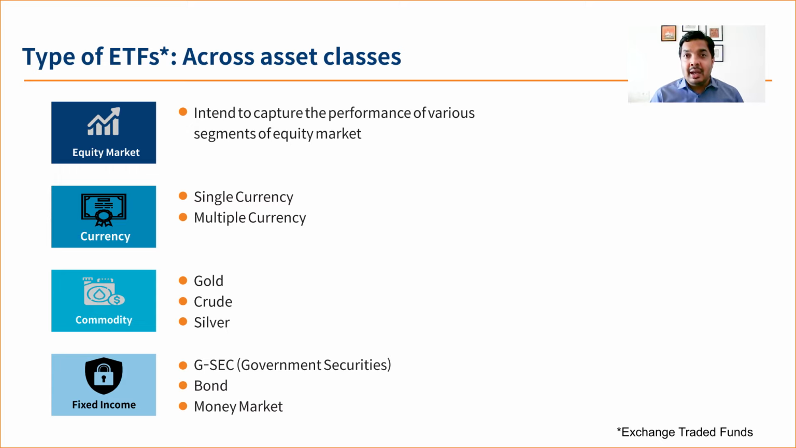And lastly, there are several fixed income based ETFs in the market, and these fixed income ETFs can be based on different instruments. It can be based on government securities, it can be based on bonds, it can be based on money market instruments. So each fixed income ETF can have a different type of risk profile, as is the case with any other ETF, right?